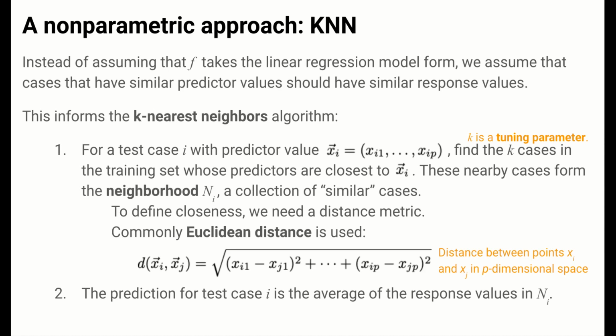Once we have the k cases that are closest, most similar to test case i, we predict the response value for case i as the average of the responses of the k cases in that neighborhood. Note that we can vary k to tweak or tune this method, and as such, k is a tuning parameter of the k-nearest neighbors regression method.